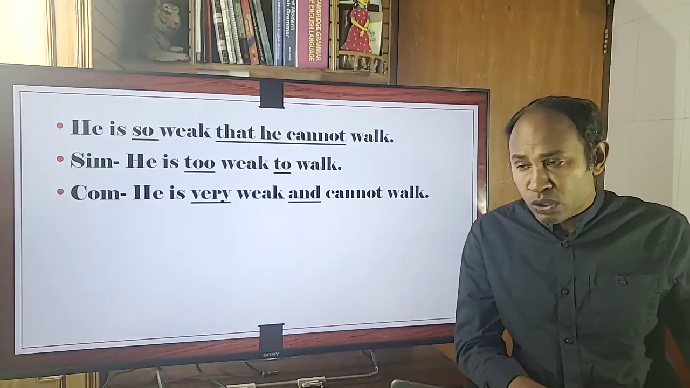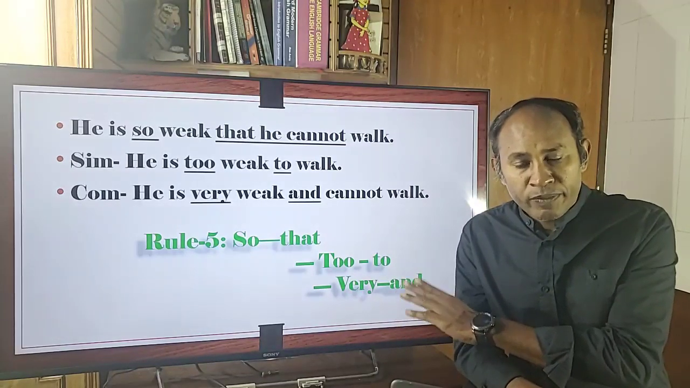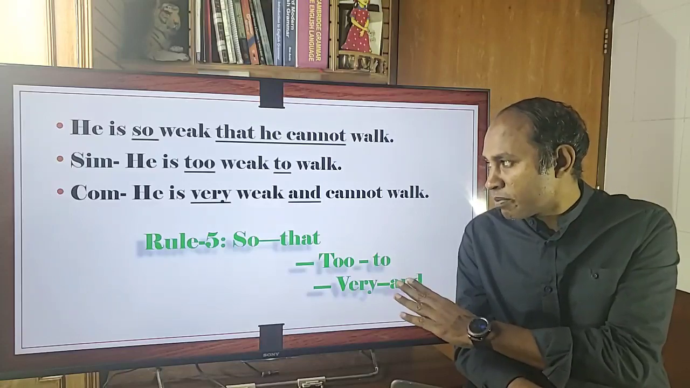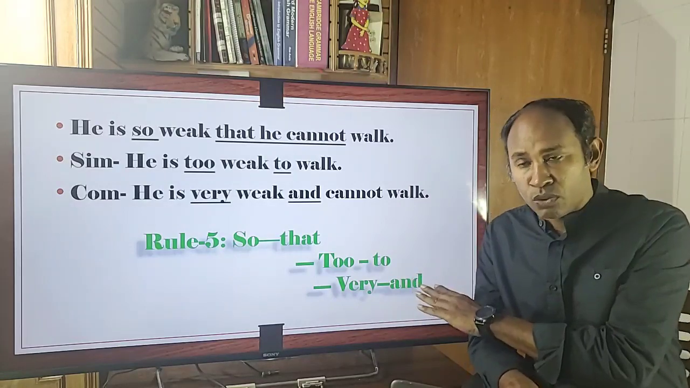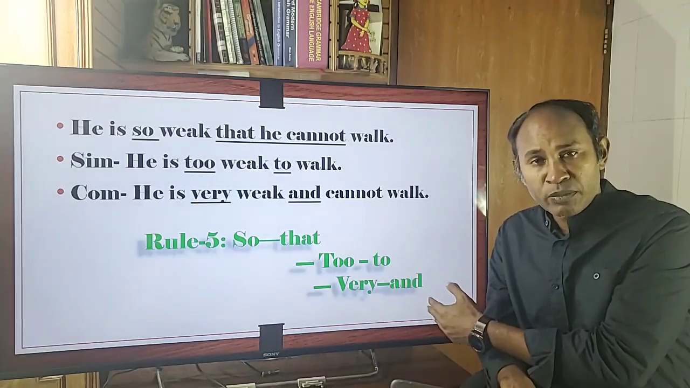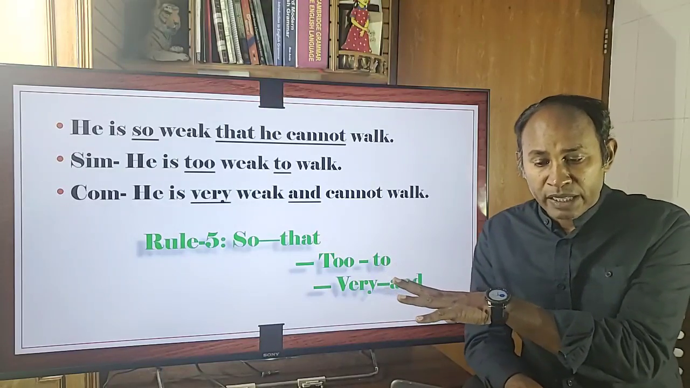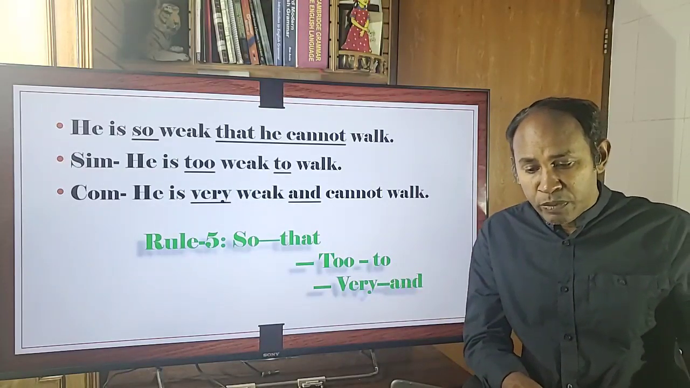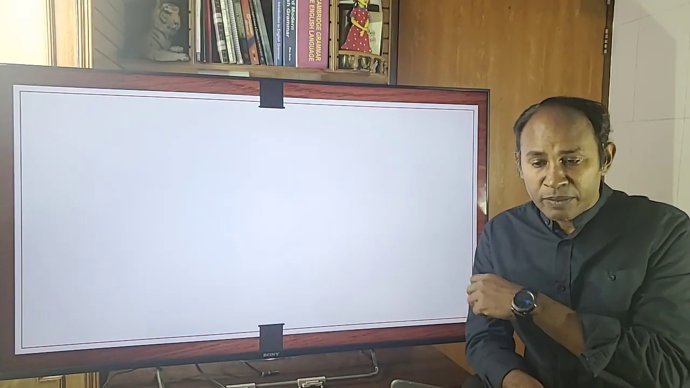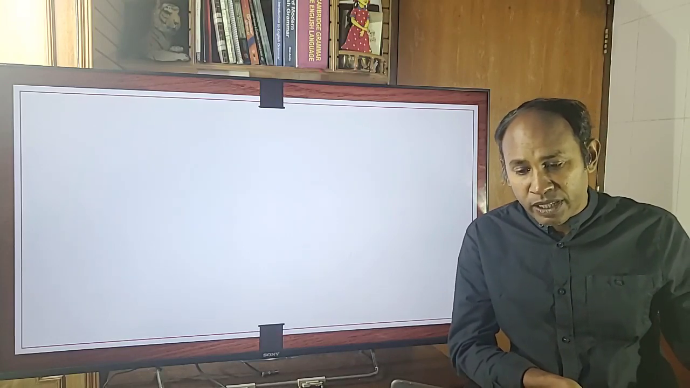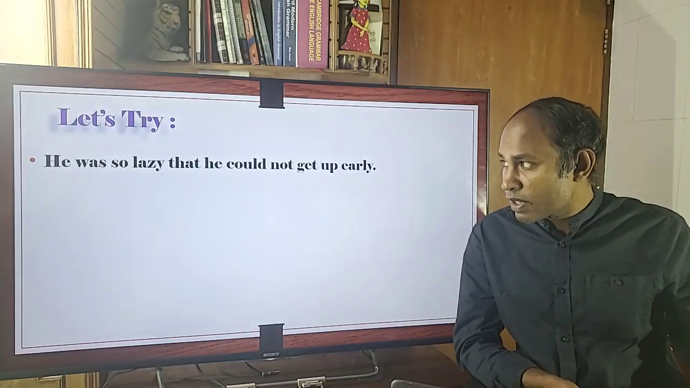Your answer is correct. So the rule that we get here, if there is so adjective that or so adverb that, or so dot dot that in complex, and just to make it simple, we will have to use two dot dot two, and just to make it compound, we will have to use very dot dot and. Okay, this is the rule that you have to keep in mind. Absolutely correct answer. Now, let's your turn. Wherever there is, you must write your answers. The answer is for you.